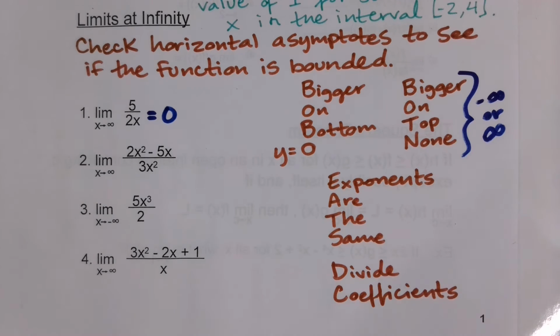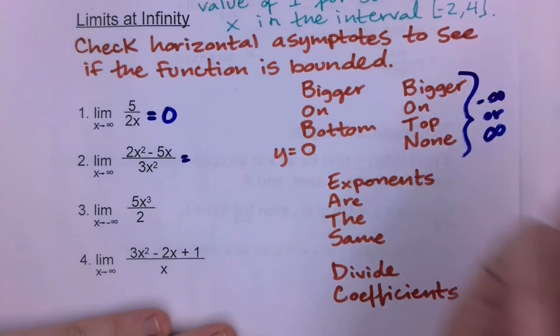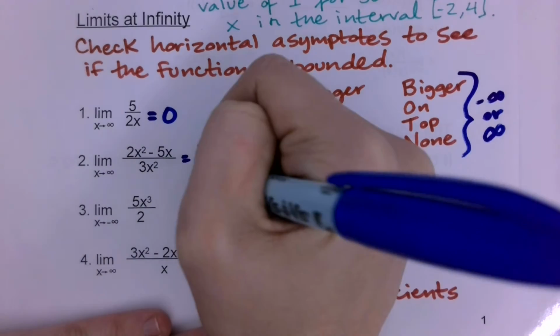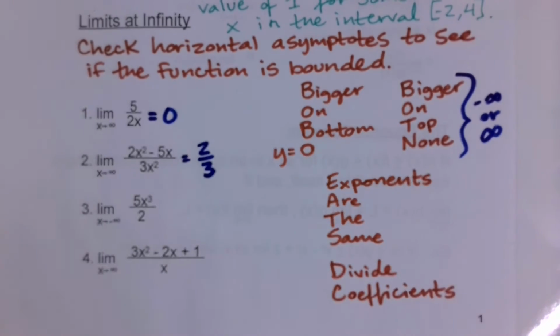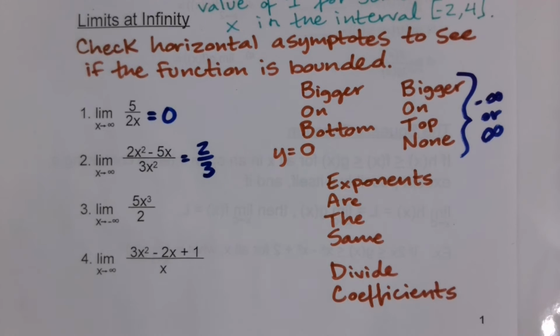All right, how about number 2? It is an EATS DC, so where will we bound to? 2/3. Okay, so far so good. Okay, how about number 3? It is a BOTN. Okay, so it doesn't have a horizontal asymptote.